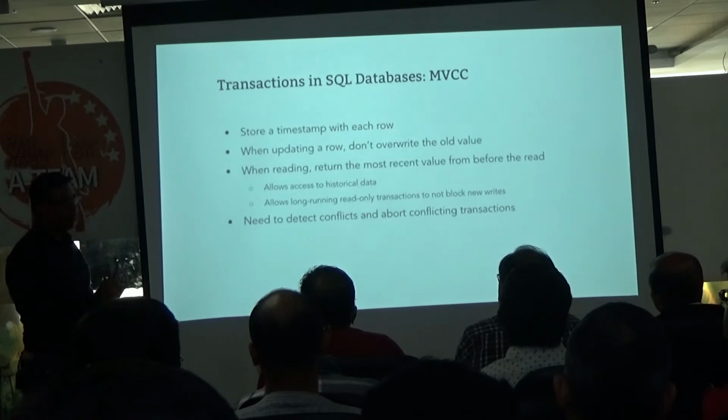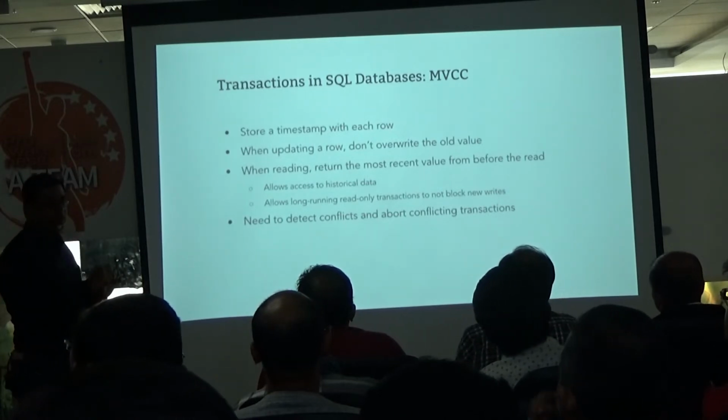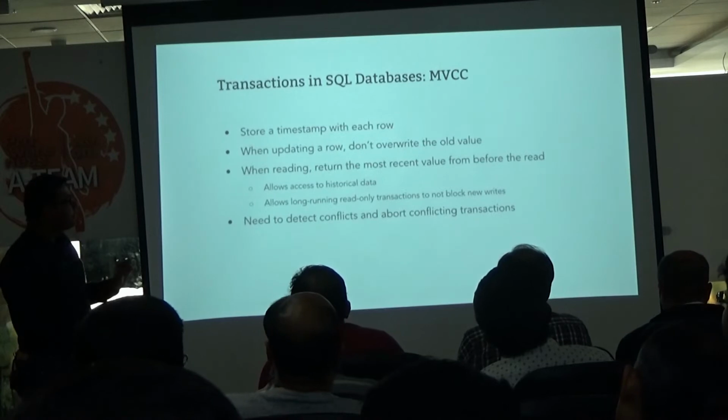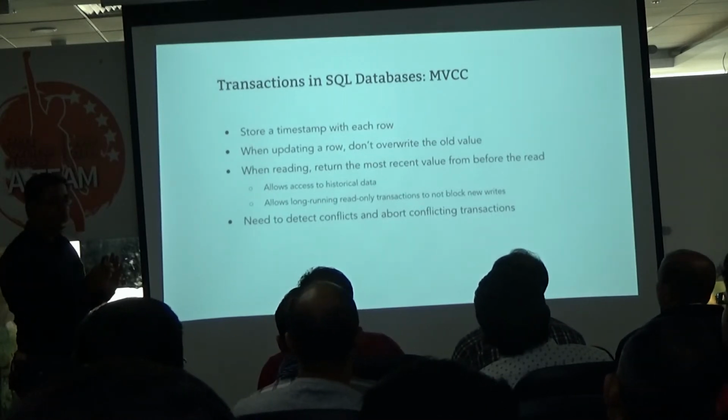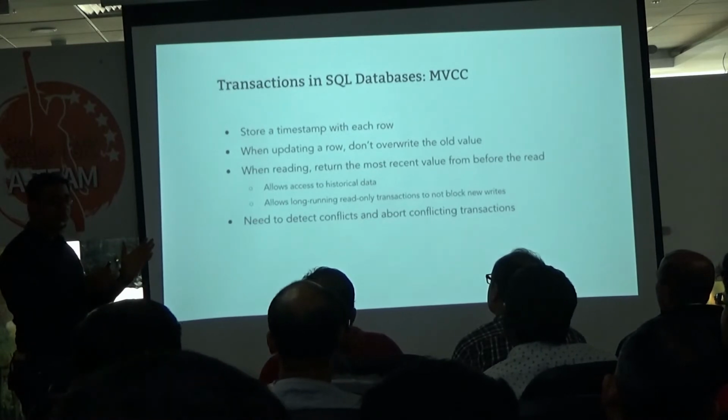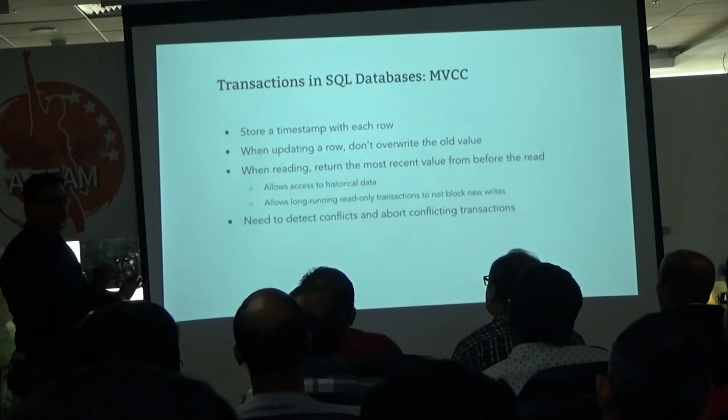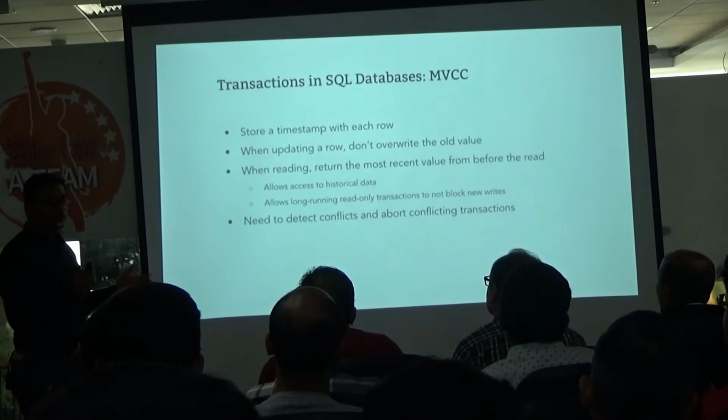Say, intuitively, every time you write, you create a new data structure. You write a timestamp, and then if you are reading a value, you just get the last value that was written before you started the transaction, so that you are not affected by any other writes.